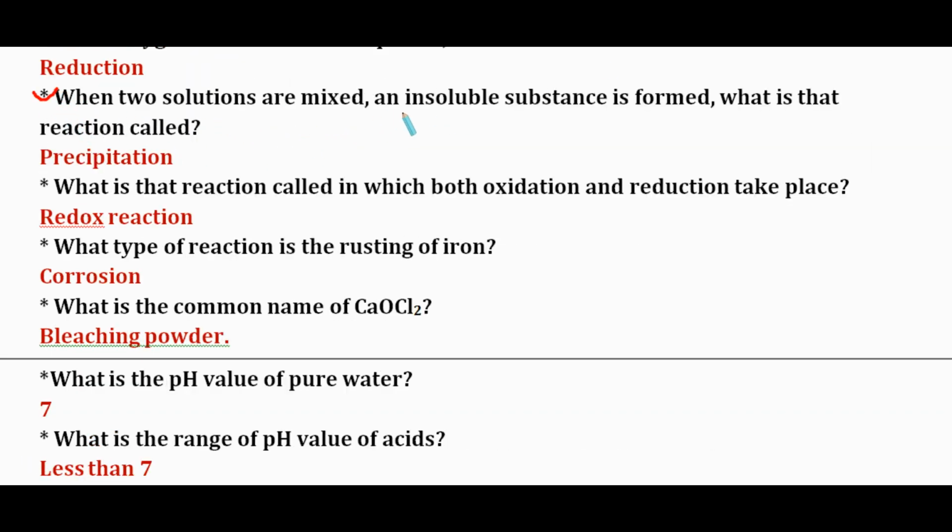Next question. When two solutions are mixed, an insoluble substance is formed. What is that reaction called? It is called precipitation. What is that reaction called in which both oxidation and reduction take place? Redox reaction. Which type of reaction is rusting of iron? It is corrosion. What is the common name of CaOCl2? Bleaching powder. What is the pH value of pure water? It is 7. What is the range of pH value of acids? Less than 7.